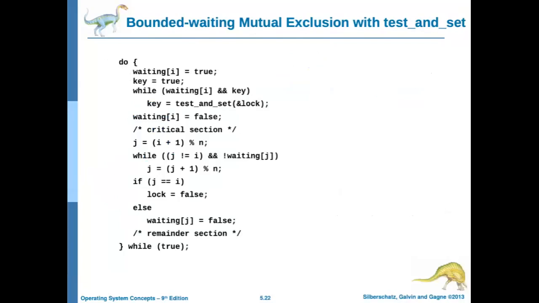Now this is one more example, regarding bounded waiting with test and set. So wherein you will find waiting of i is equal to true, and then the lock there, and that lock is now utilized with test and set. Once you got that key, you will go into the critical section. It is just one example, not that important.